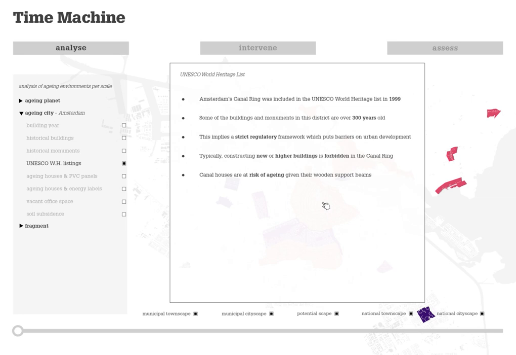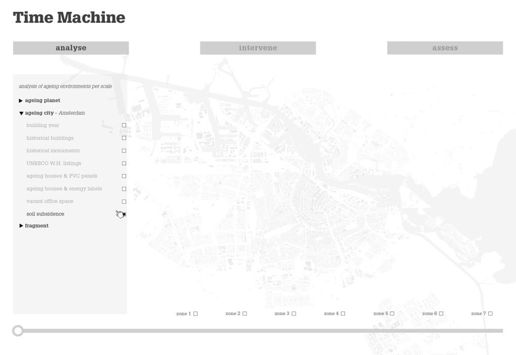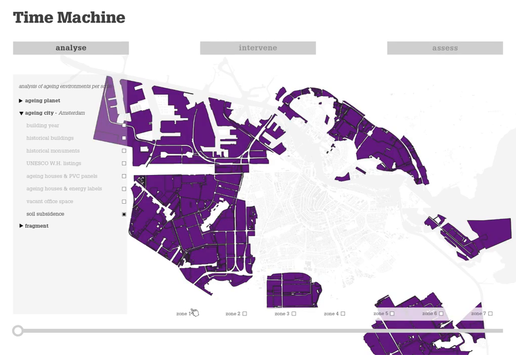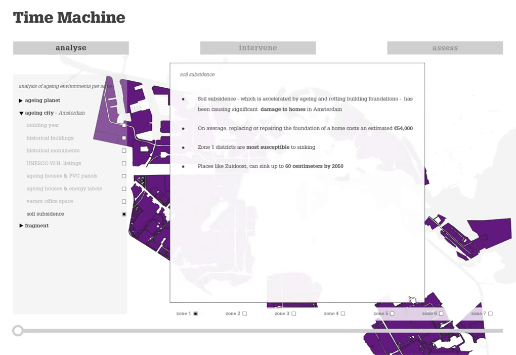Let's move on. Let's have a look at Amsterdam's aging soils. Let's further analyze land subsidence in Amsterdam. As we can see, much of Amsterdam's outskirts are subject to sinking. Let's click on the map for more information. Here we can read that places like Duivendrecht are expected to sink up to 60 centimeters by 2050.